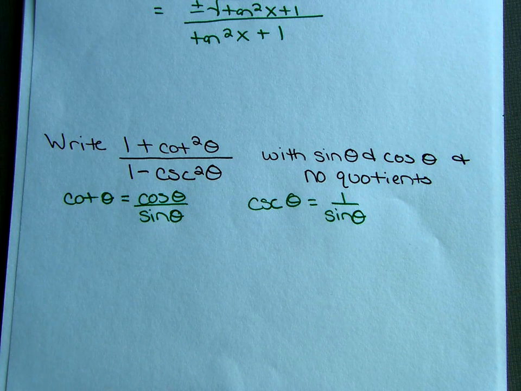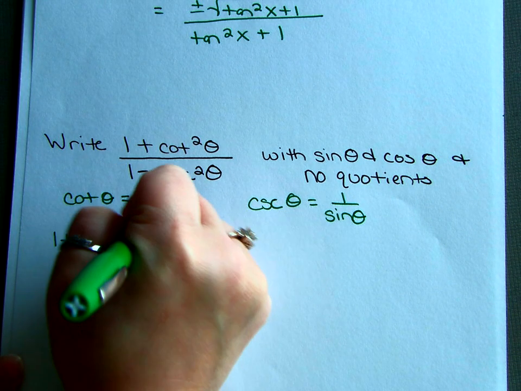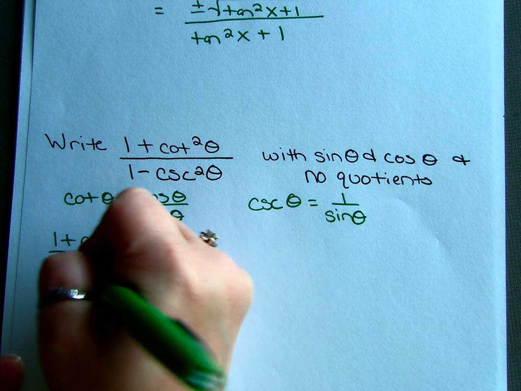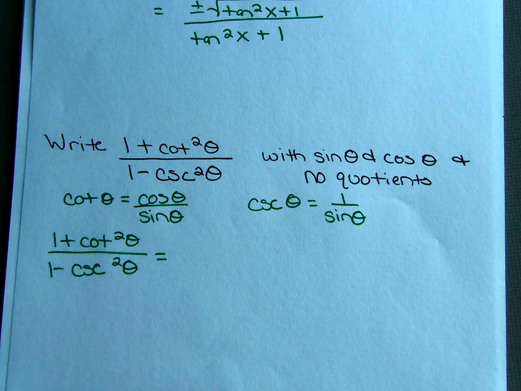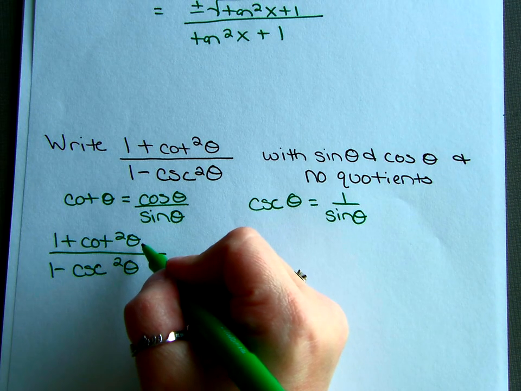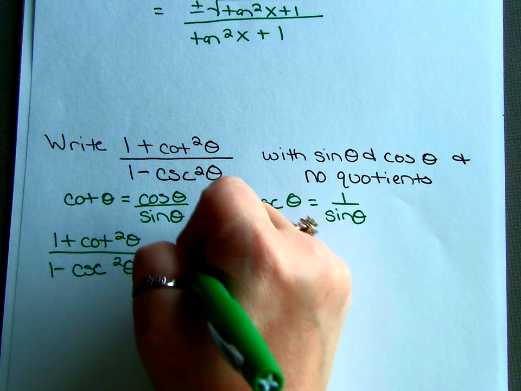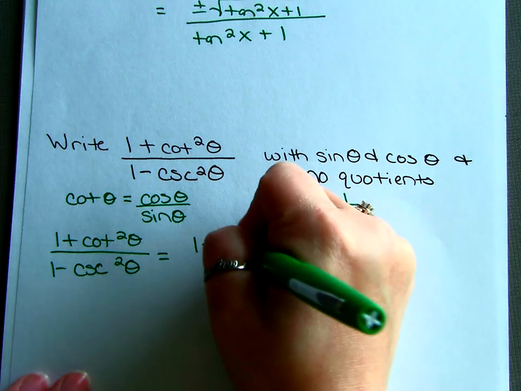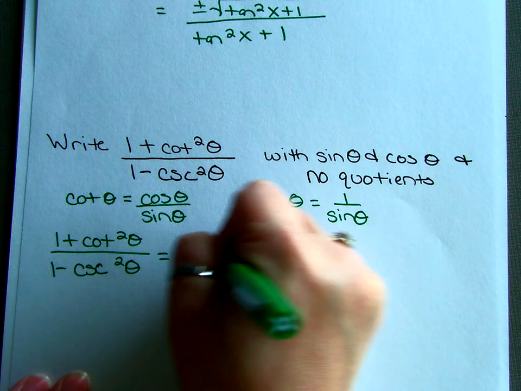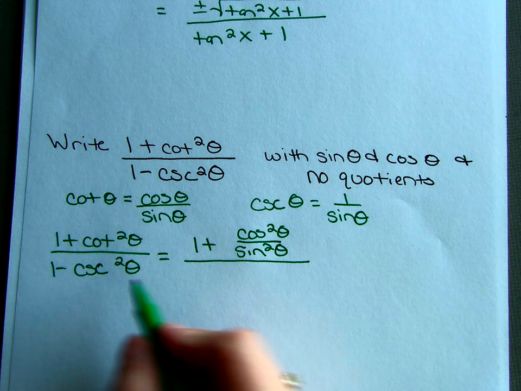So I'm going to do some substituting and plug that information into what they originally give me. The 1 plus cotangent squared theta. I'm rewriting it so that it'll be right next to each other, so you can see what I'm substituting and where I'm doing that. So instead of writing cotangent squared theta, I'm going to write cosine squared theta over sine squared theta, like that. And then in the denominator, instead of writing cosecant squared theta, I'm going to write 1 over sine squared theta.